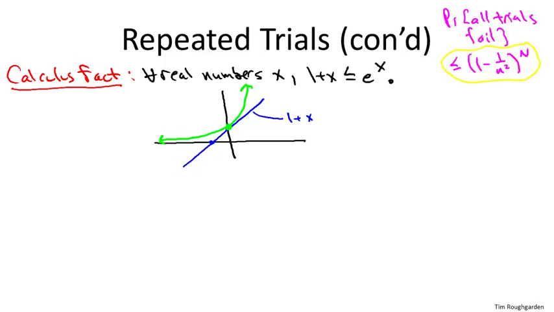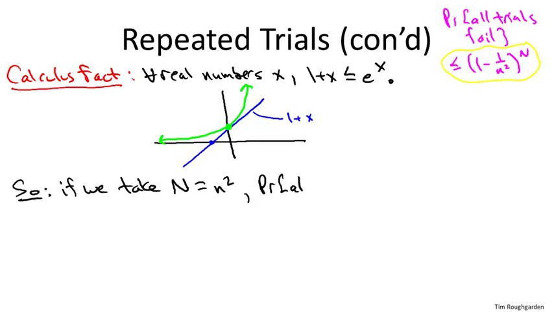What's the point? The point is this allows us to do some very simple calculations on our previous upper bound on the failure probability by working with exponentials instead of working with these ugly (1 minus whatever) raised to the whatever term. So let's combine our upper bound from the previous slide with the upper bound provided by the calculus fact. And to be concrete, let's substitute some particular number for capital N. So let's use little n squared trials, where little n is the number of vertices of the graph.